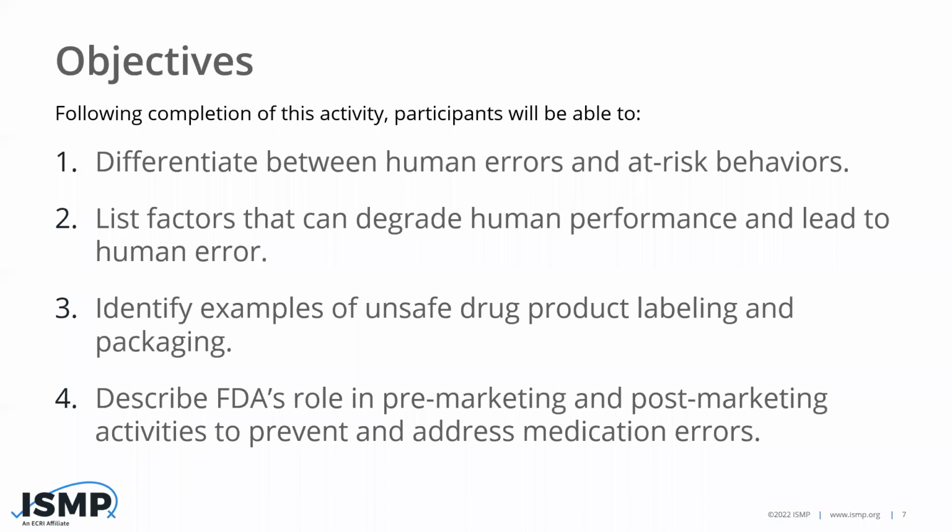So let's talk about today's content. Here are the objectives for today's program. First, I'm going to begin and talk about and help you differentiate between human errors and at-risk behaviors. We'll talk about factors that can degrade human performance and lead to human error. We'll also identify examples of unsafe drug product labeling and packaging, as well as have a description of the FDA's role in pre-marketing and post-marketing activities to prevent and address medication errors.